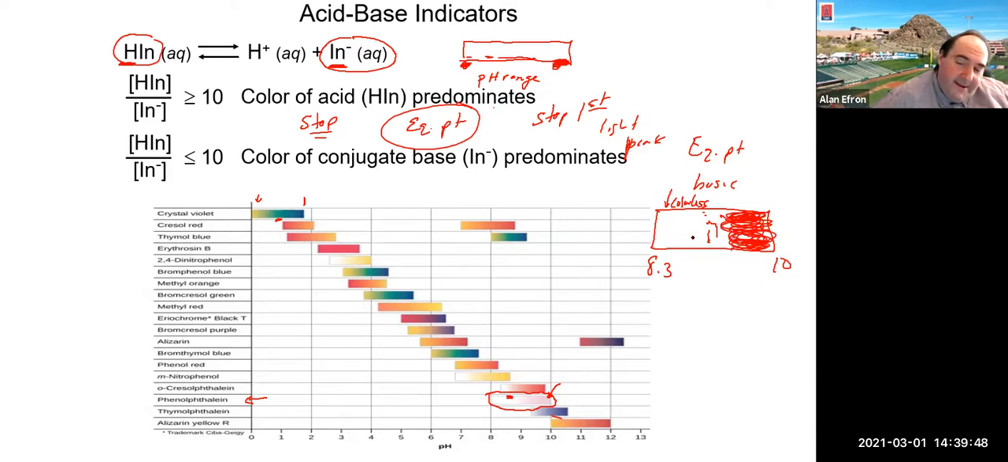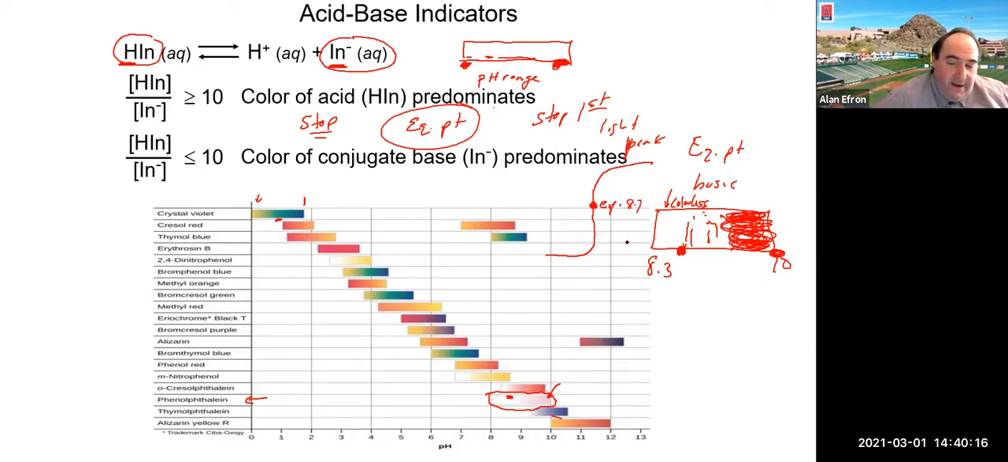And when they tell you to stop at that very first light pink that stays, that would put you over here in this region, which is pretty close to the equivalence point. If you shoot it to that dark pink, you might be at a pH of 10. And why would that be important? Well, if you think about that titration curve we saw, that's the equivalence point, right? Say that's a pH of like 8.7.